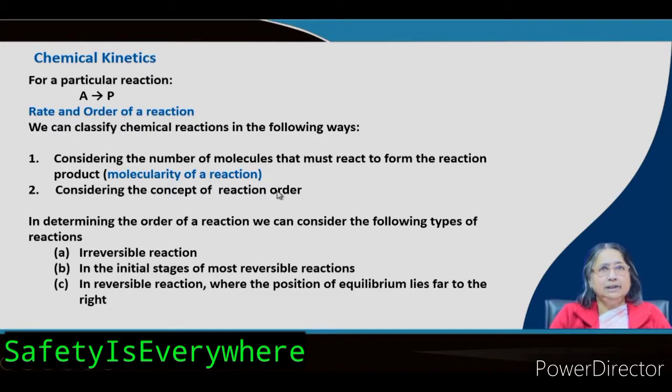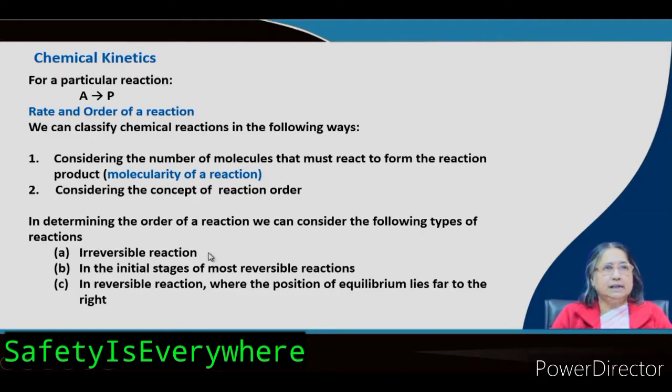Sometimes the molecularity and order may match, but not necessarily; they may be different also. That is a very important concept for chemical kinetics. Now, for which types of reactions should we determine the order? There are three types of reactions. The first is the irreversible reaction.